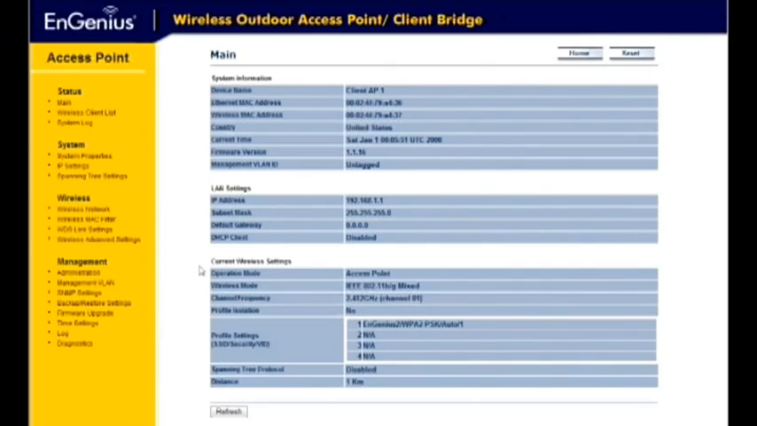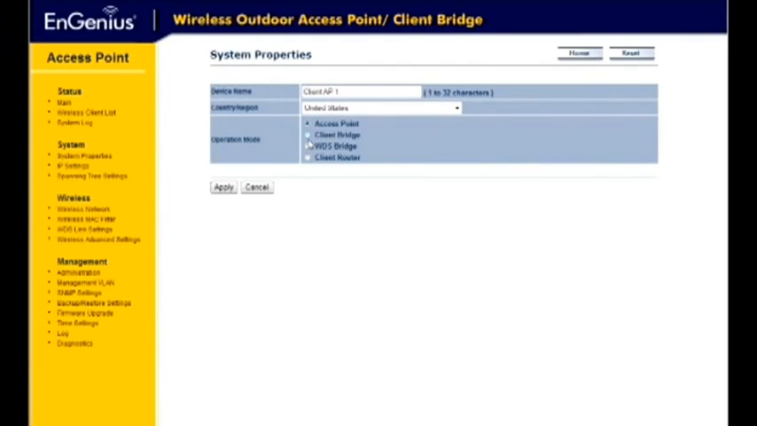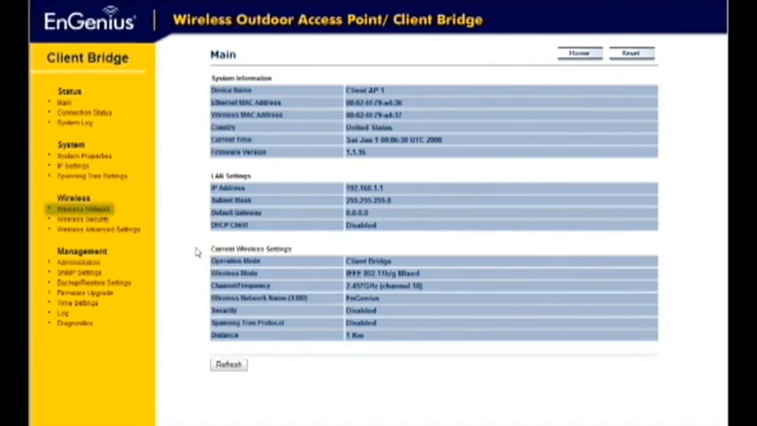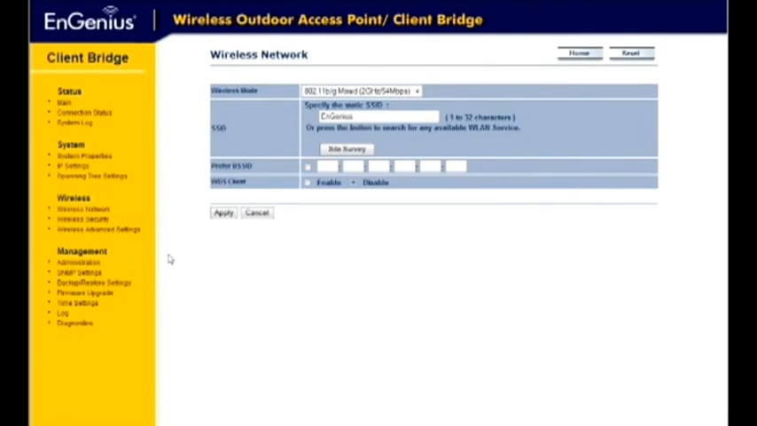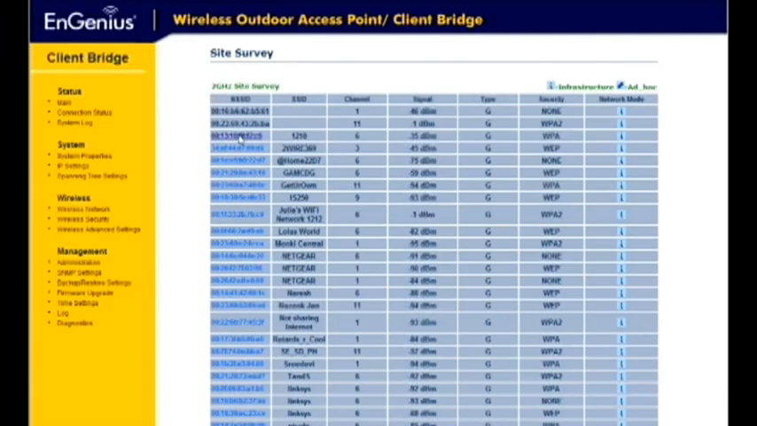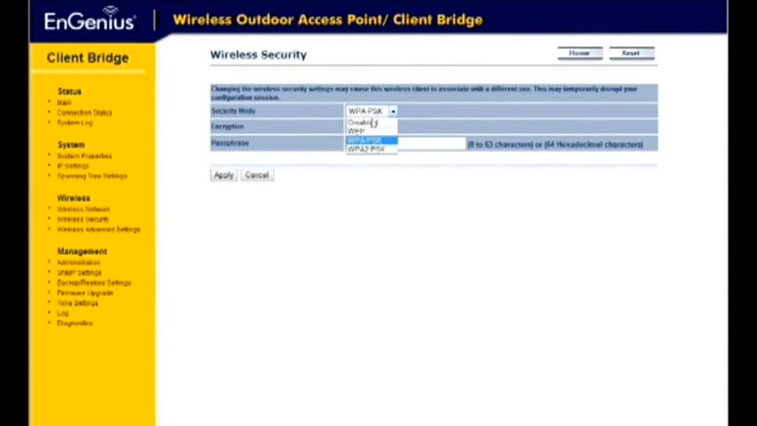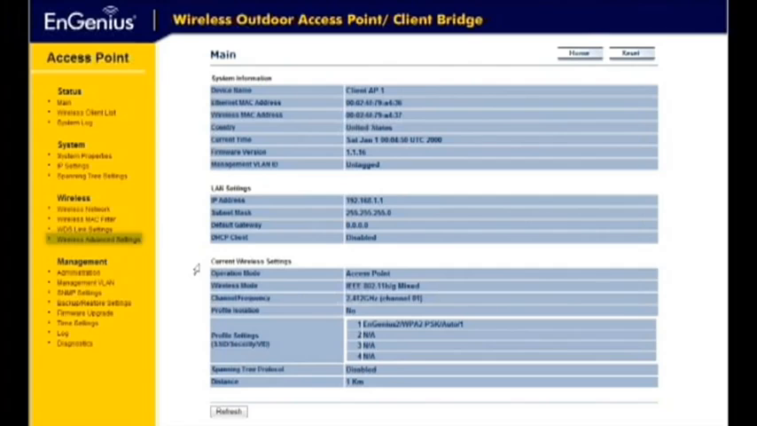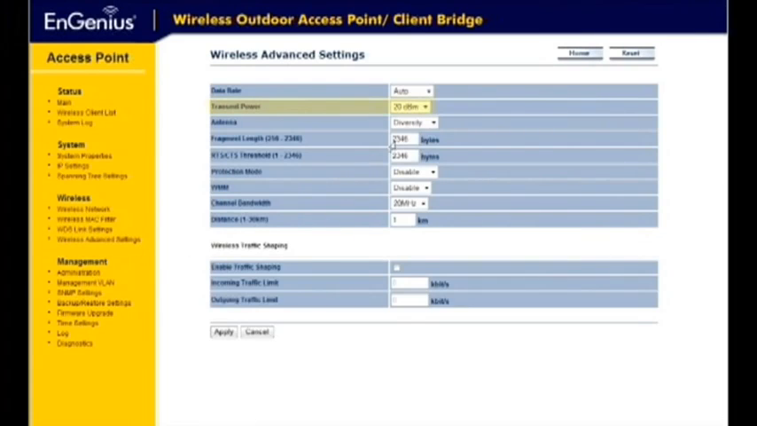To set up your device as a client bridge, under the System section, select System Properties. Then select Client Bridge under Operation Mode. Click Apply to save your changes. Next, under the Wireless section, select Wireless Network. Then click the Site Survey button. From the results list, select the SSID you want to connect to by clicking on the BSSID field. If encryption is enabled on your main access point, you'll need to enter the same password in the dialog box. If you want to boost your network's range, adjust the Transmit Power option.